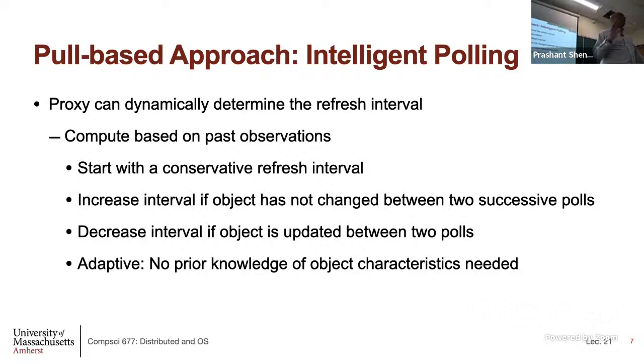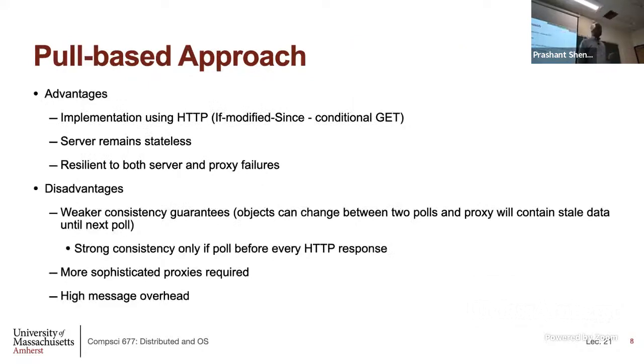Okay? But it still does not guarantee that a page will not change between successive polls. You still have the weak guarantee where the page may have changed and you will not discover it until the next time you poll. Okay? So it's an adaptive approach. It adapts the poll frequency to the update frequency of the page, but the guarantees are not going to be any stronger than what a pull-based approach generally gives you. Is this clear? Okay.